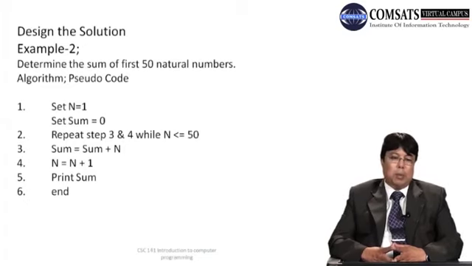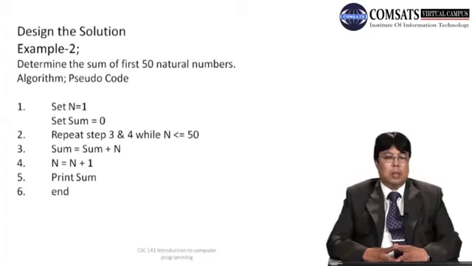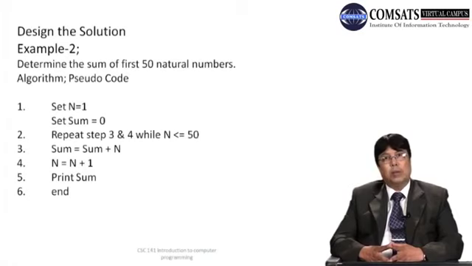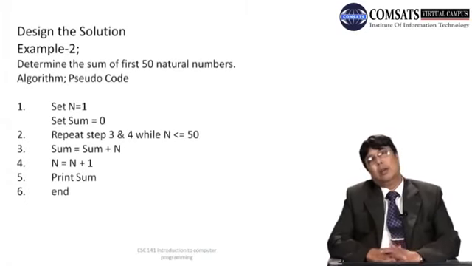When we reach this step after 50, the value of n will be 50 plus 1, 51. And our algorithm says that when the value of n crosses 50, then we should not repeat step number 3 and 4. So where to go? We'll skip step number 3 and 4 this time and go to step number 5, where we will print the sum. End. So we have developed our second algorithm.